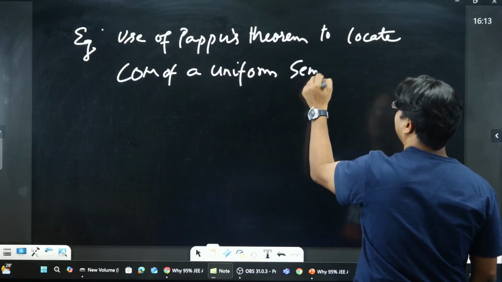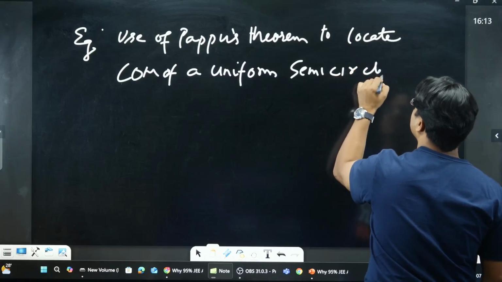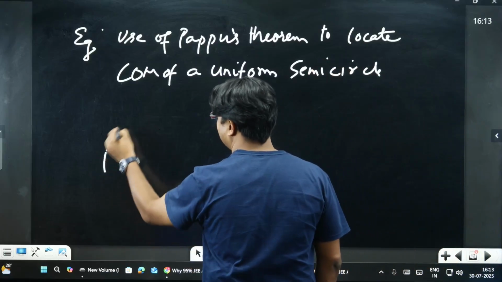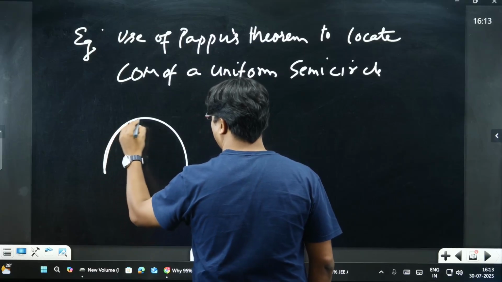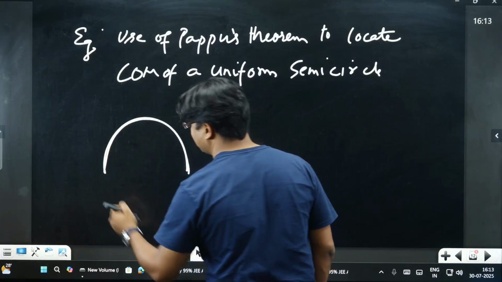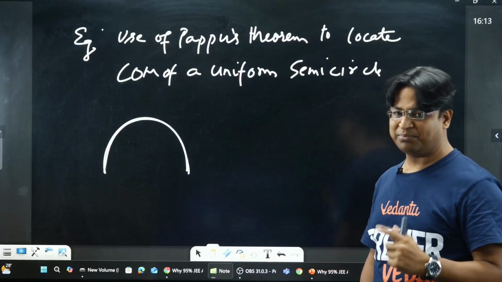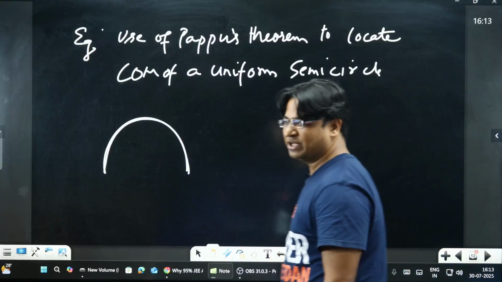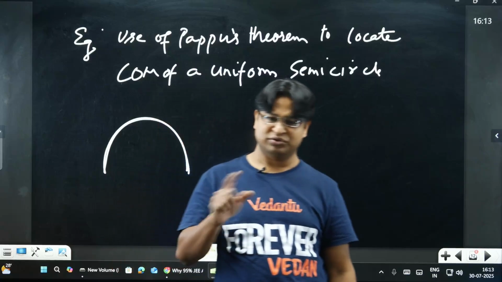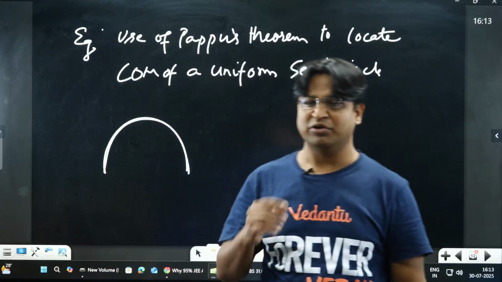Okay, now the first thing is, is a semicircle a planar curve? Is it a curve belonging to a plane? I think you guys will agree with me. And so the first condition is satisfied. It is a curve belonging to a plane.